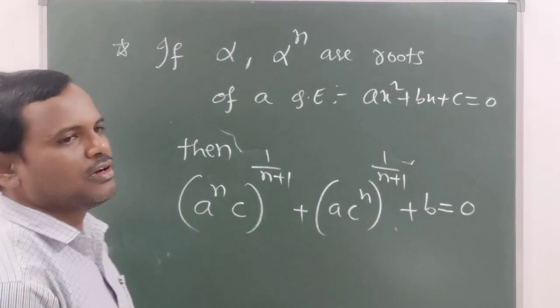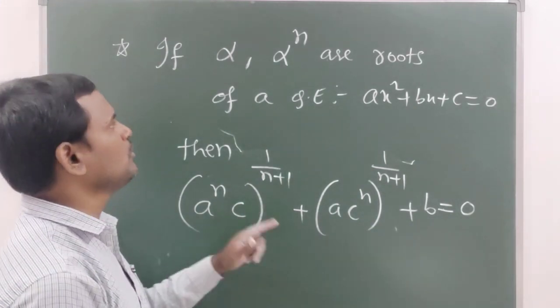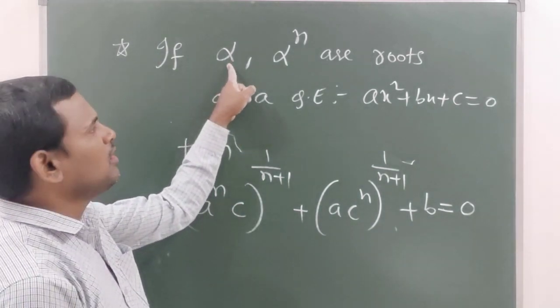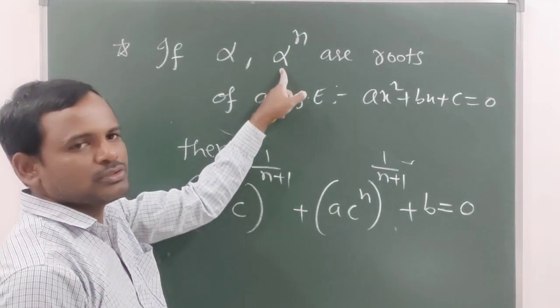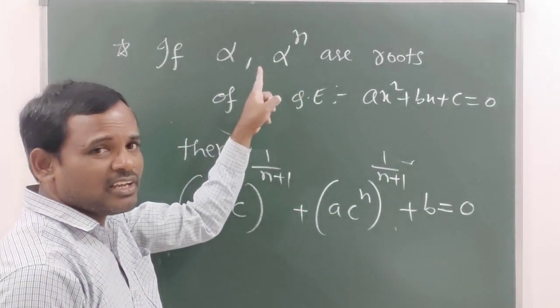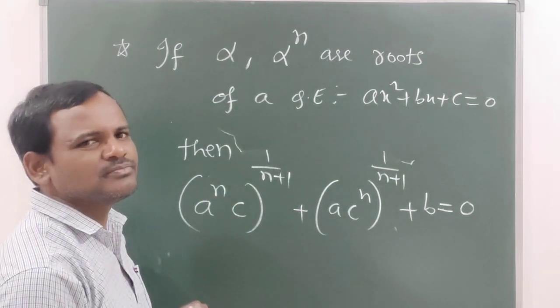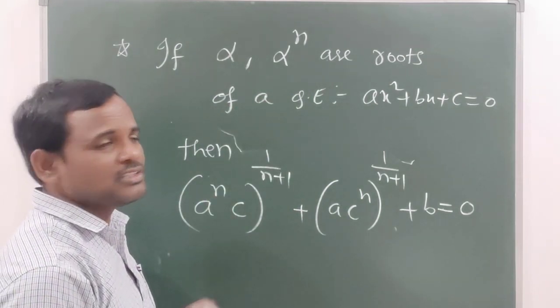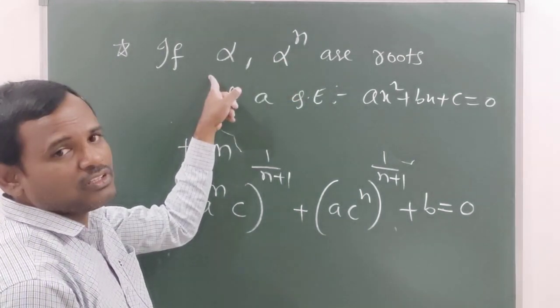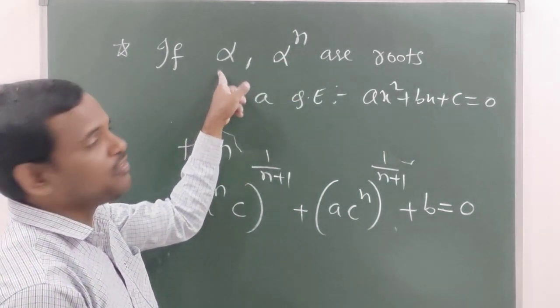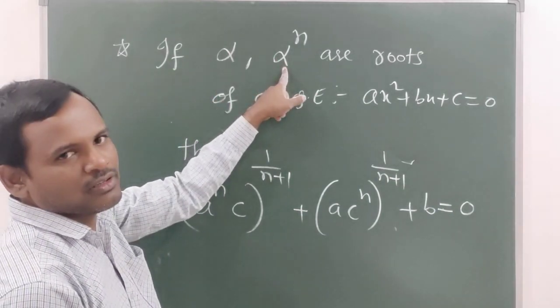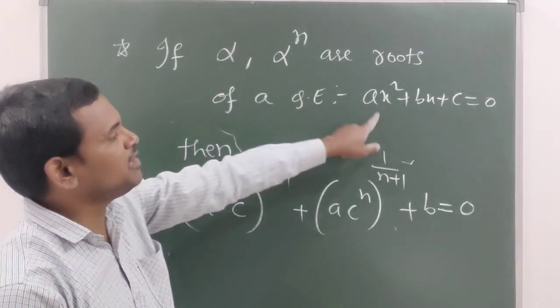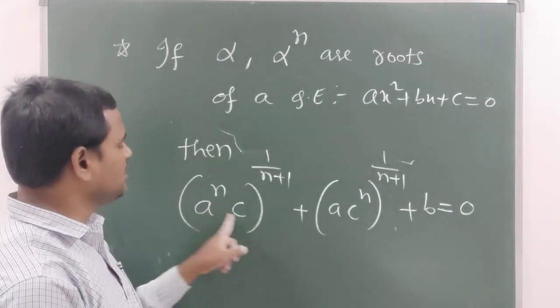See, be careful with this property, no confusion. Alpha power n. How are these roots? One root is the nth power of the other. One root is the nth power of the other. See, the other root is taken as alpha, then this root will be the nth power of this. So whenever the roots of a quadratic equation are like this, we get this relation.